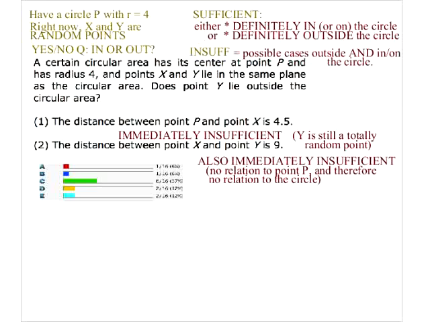Let's put them together. Let's do it visually. Circle P has radius 4. So here's the circle.